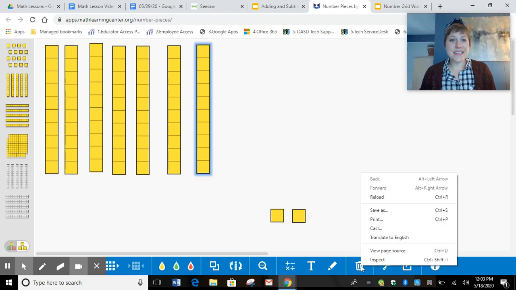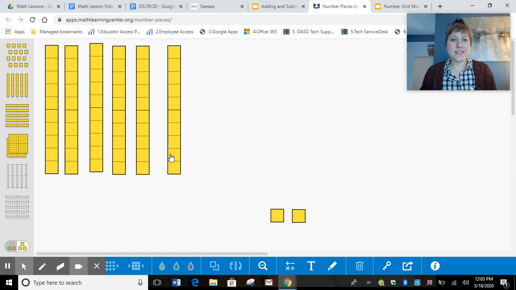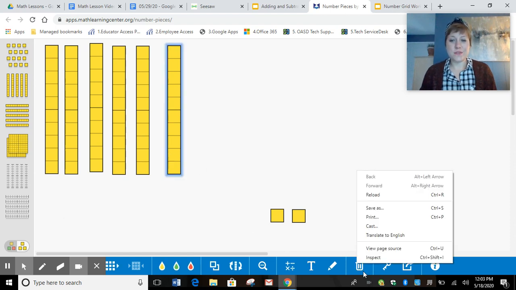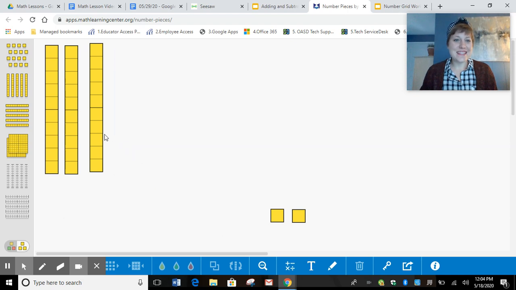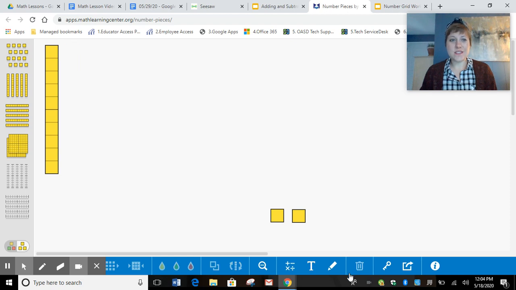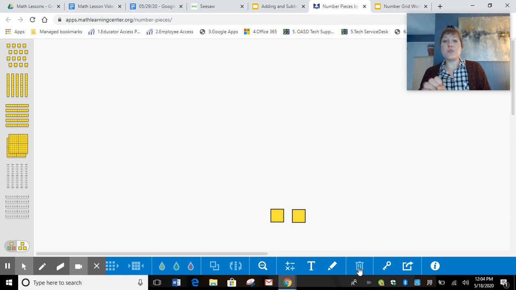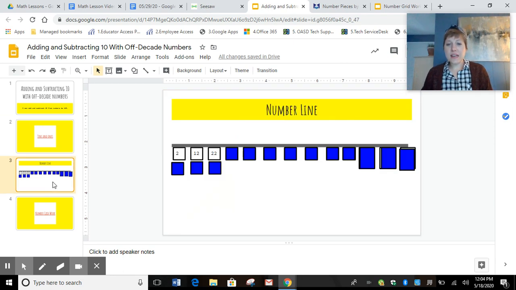72. 62. 52. 42. 32. 22. 12. 2. By the time I get to 2, I have 0 groups of 10 left. But those 2 single cubes have stayed the same the entire time. Well, first graders, right now, I want to take a look at what that looks like when we're on a number line.